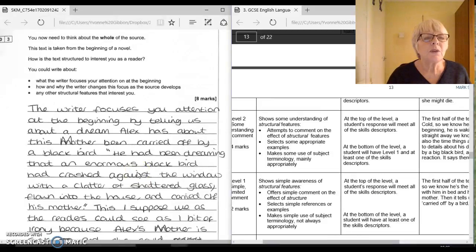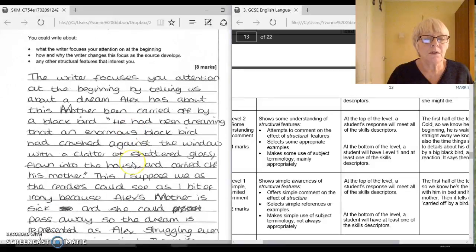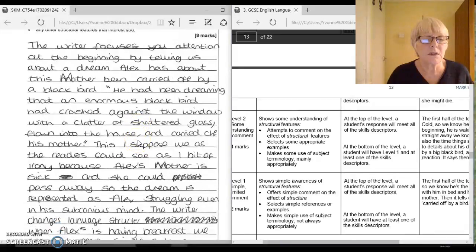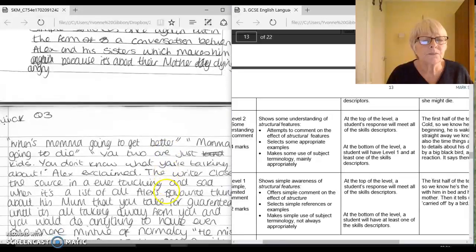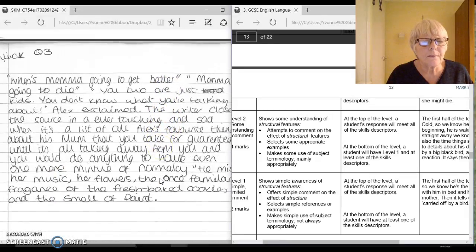Moving on to question 3, where you've been asked to think about the whole of the source and to look at how the text has been structured to interest you as a reader. Now in this question, you've focused more on the sentence structure, so you've talked about simple sentences and complex sentences, and the fact that there's been a simile used and then that it goes back to simple sentences once again. Unfortunately, this is more to do with question 2 than question 3, where you're looking at the structure.